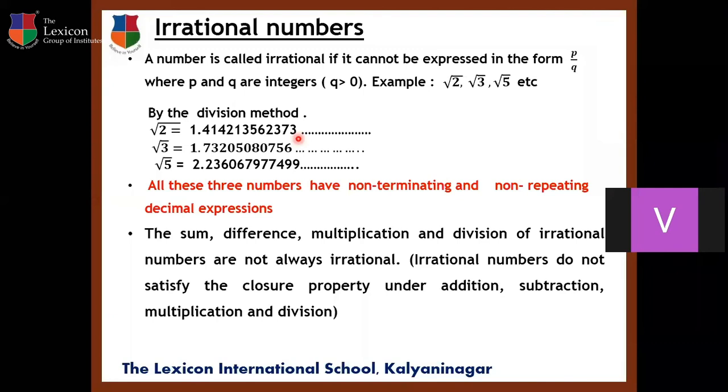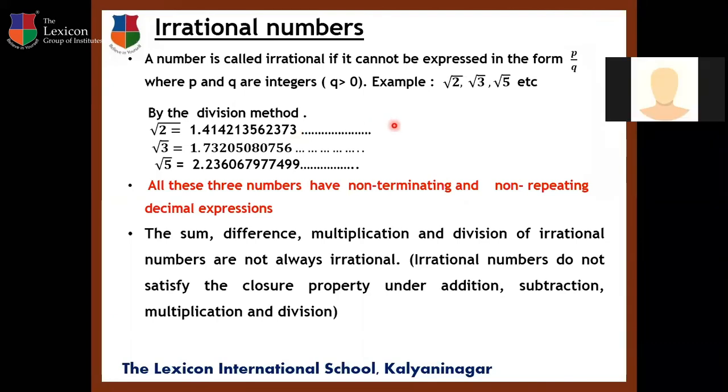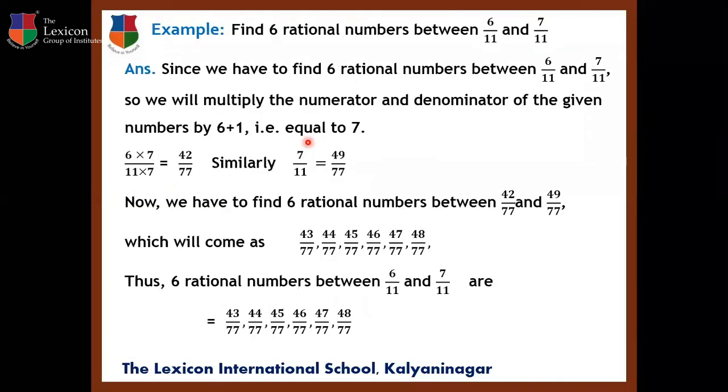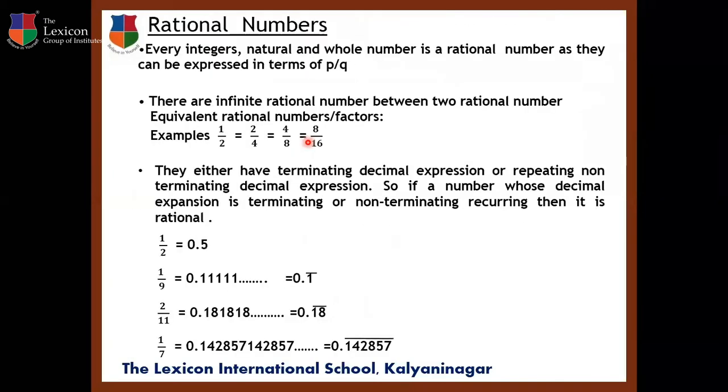So suppose you are writing 1 upon 2. What is the answer for that? 0.5. Is it continuing? Repeating? No. So that is terminating. Suppose 0.5. So 1 upon 2 has a terminating decimal expansion, but these have non-terminating decimal expansions. I'll show you again in those examples. Let us see. 1 upon 2 is 0.5. It will not continue. That means it's terminating.